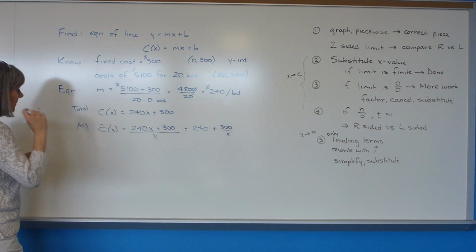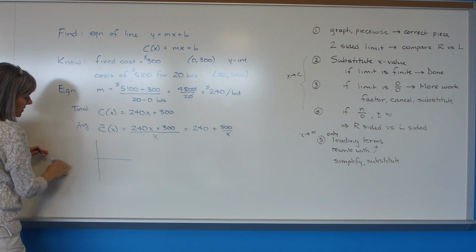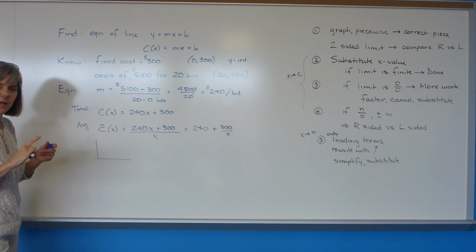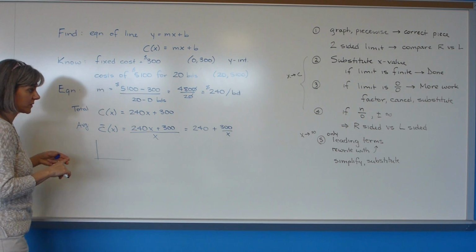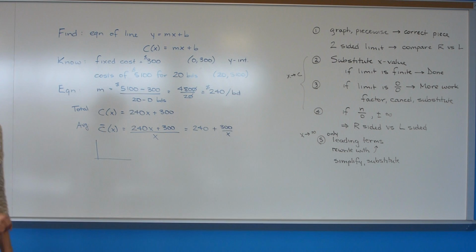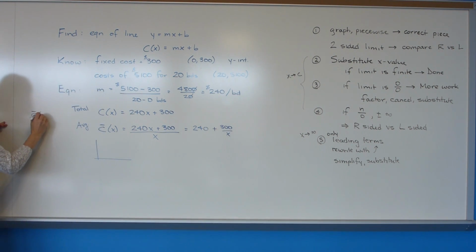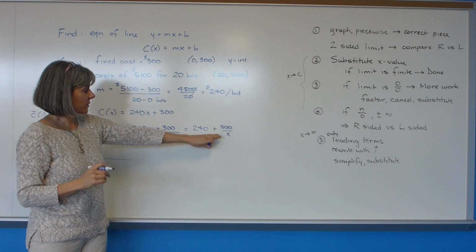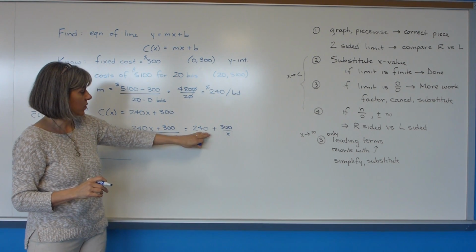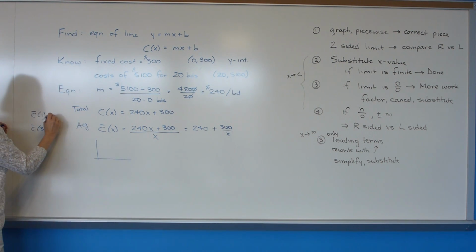Okay, so now we need to graph it. Actually, I don't even need this part or this part because we know that we don't have negative cost or a negative number of boards. And it actually says to graph from 1 to 30. So let's go ahead and find those values. Let's find the average value at 1 and the average value at 30. I'm glad I can do this in my head since my calculator is broken. So 240 plus 300 over 1, that'd be 540.